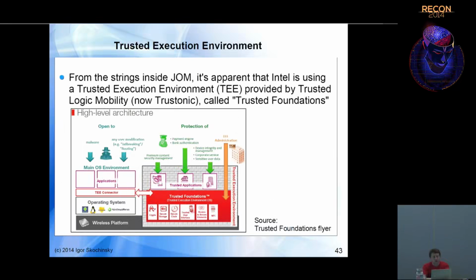So a bit more about the internals of this JOM module. Apparently they implement a trusted execution environment, and its implementation is provided by Trusted Logic Mobility, which is now Trustonic.